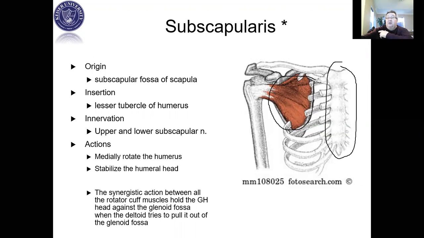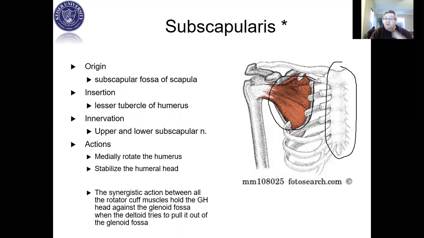And this muscle inserts into the lesser tubercle of the humerus. Remember the first three muscles, supraspinatus, infraspinatus, and teres minor, inserted into the greater tubercle of the humerus. This muscle, because it's on the front side, does internal rotation of the shoulder, does internal or medial rotation.